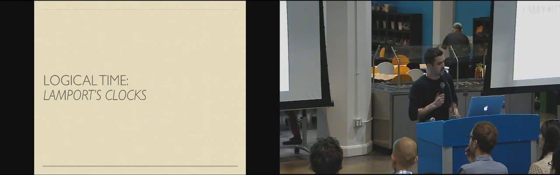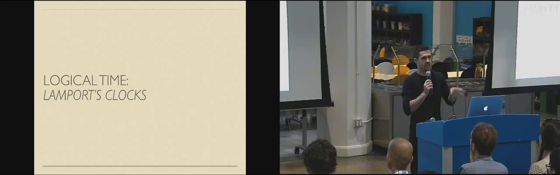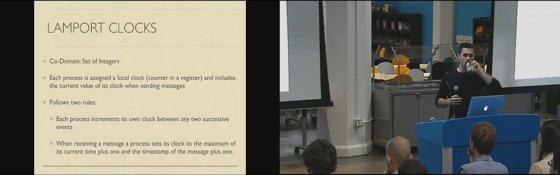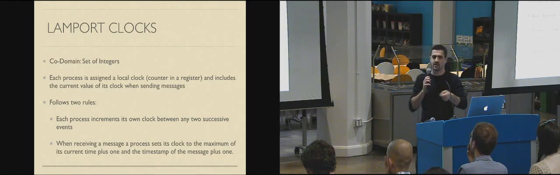Since I let the cat out of the bag early, Lamport clocks are Leslie Lamport's implementation of the clock condition, the clock function. So it's important to separate this abstract formalism from the actual implementation. We're going to talk about three different implementations through three different papers. For the timestamps, Lamport chooses the set of integers. So we're going to plug events into our clock function, and Lamport's implementation of the clock function is going to give us back an integer that says this is the timestamp. It's one integer.